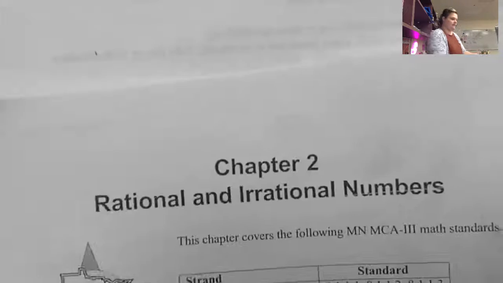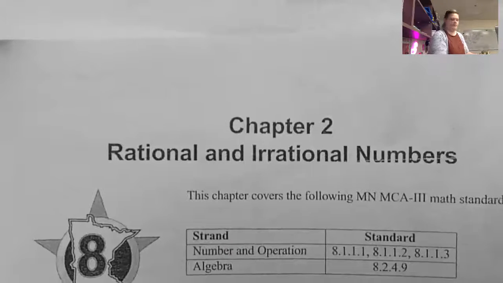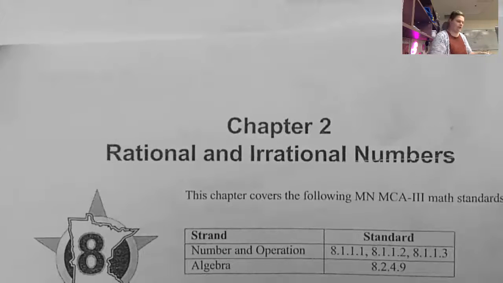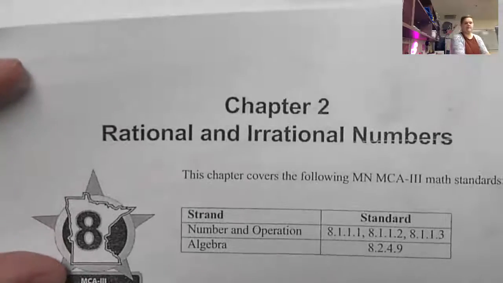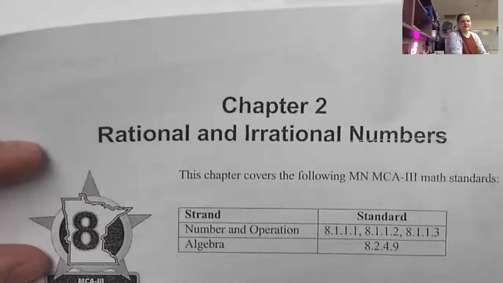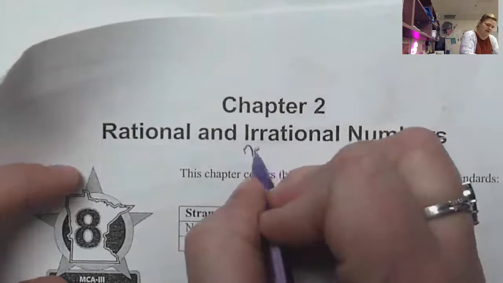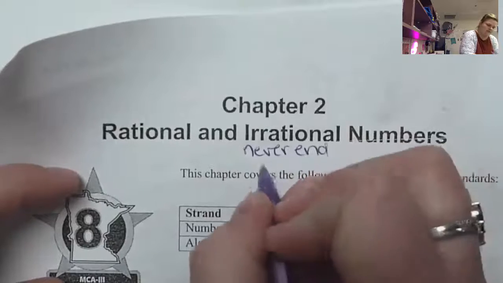Okay, so now we're going to move on to chapter 2 since chapter 1's done. Chapter 2 is all about rational and irrational numbers. Okay, so a rational number, let's talk about irrational first. That's the easier one. Irrational numbers never end and never repeat.